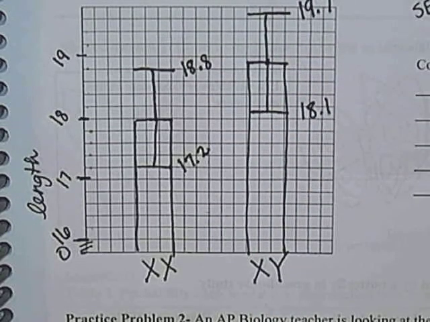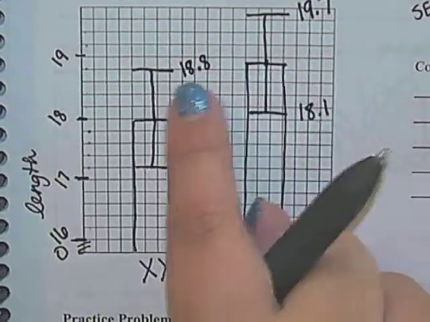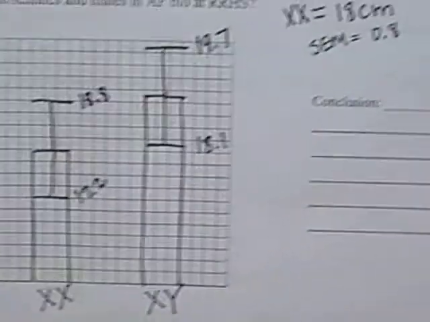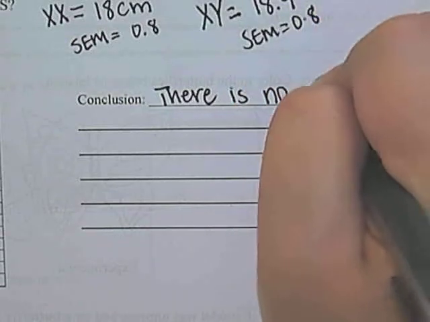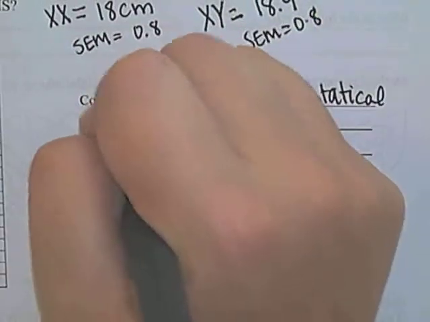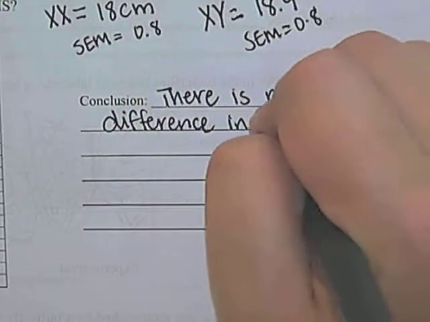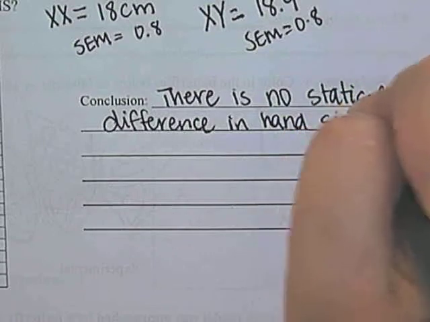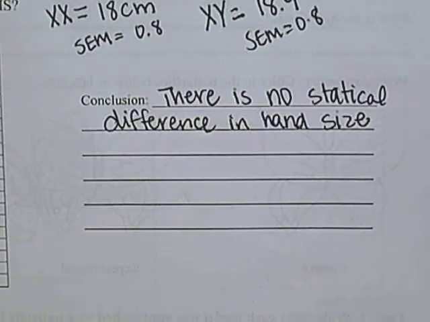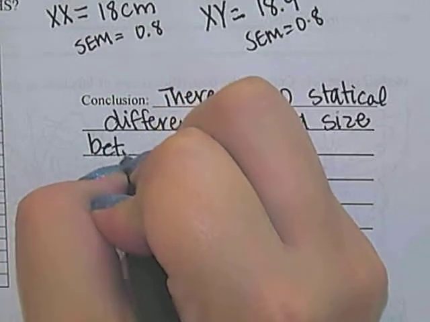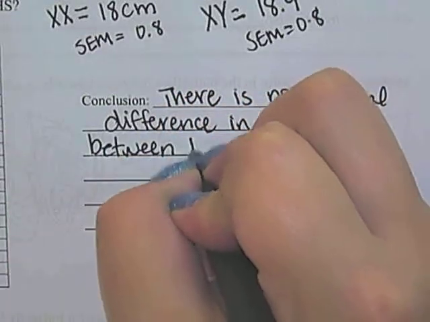Now when you write your conclusion for this, you have to include the words statistically significant. And because the SEM bars are overlapping, our conclusion would sound like this: there's no statistical difference in hand size between male and female.